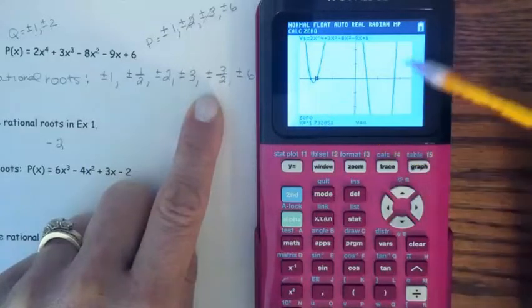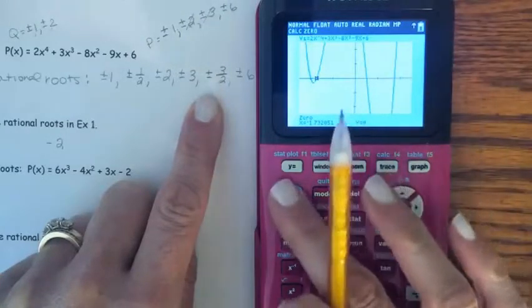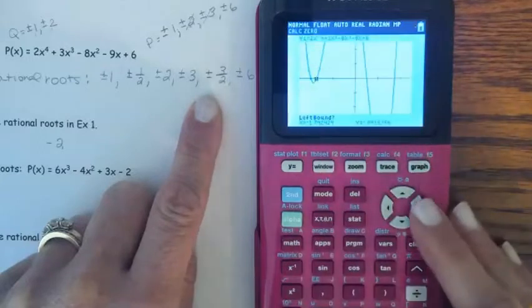So that's not one. Over here, that's between 0 and 1. It looks like it's 1/2. I'm just going to double check. Second, trace, 0.